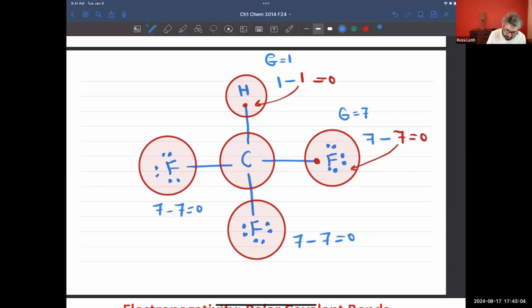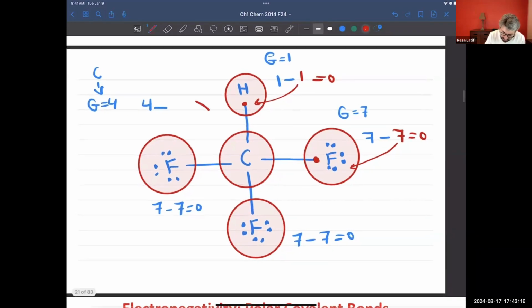How about carbon? Carbon is a group 4. So for carbon, the formal charge, we say 4 minus. How many electrons inside the circle do I see? I see 1, 2, 3, 4. So 4 minus 4, that's going to be equal to 0.